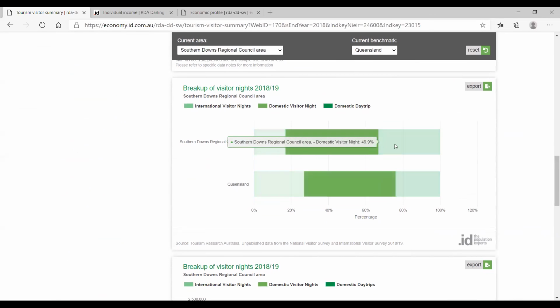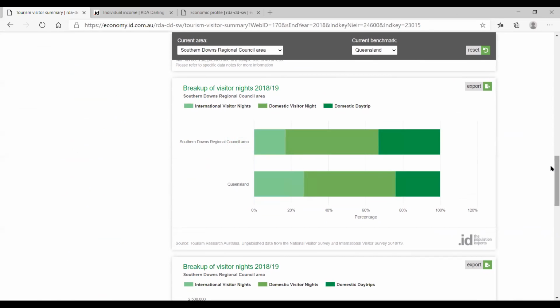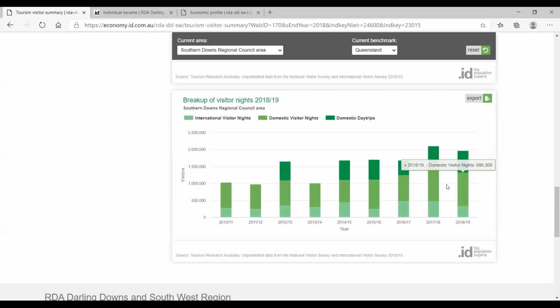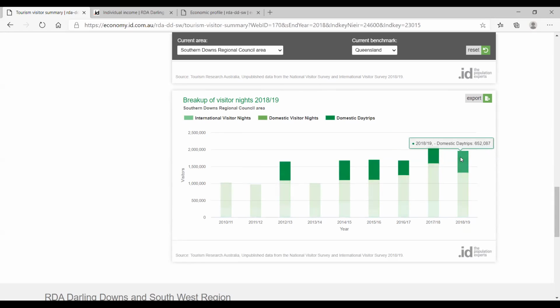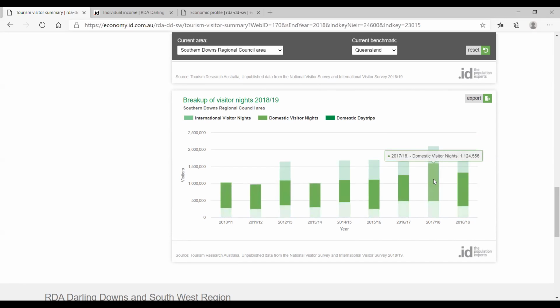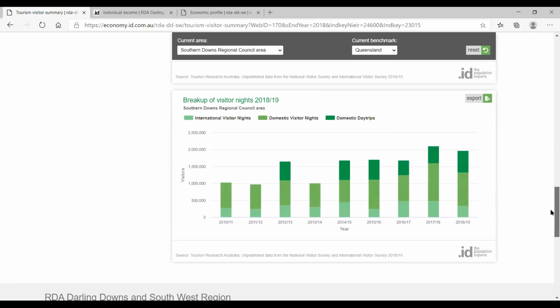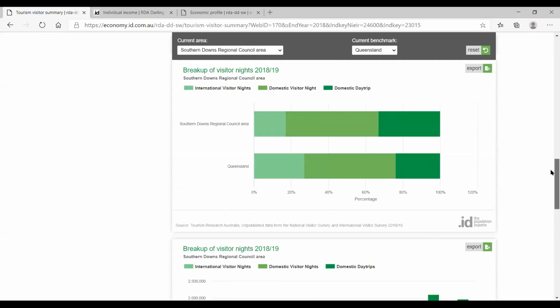These are the two that we really want to home in on at this point in time. So we can see what's happened between 2017-18 and 2018-19. We had more domestic day trippers. We had very similar or less domestic visitor nights and very much less international tourists. So it'll be really interesting to see what comes out of the new tourism data as well.